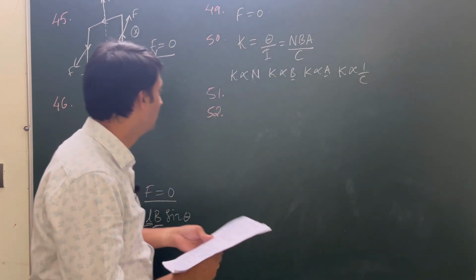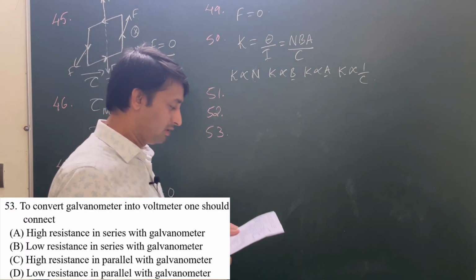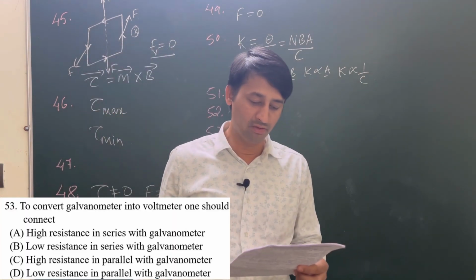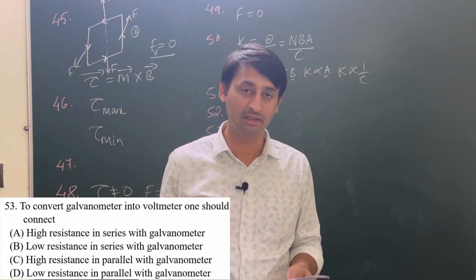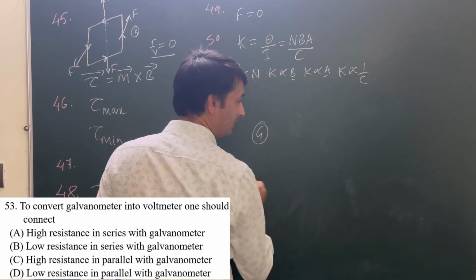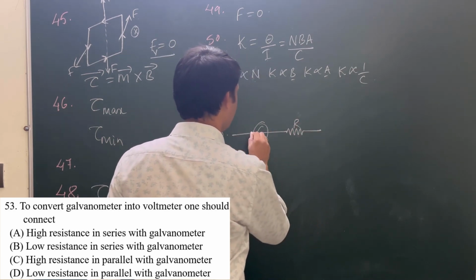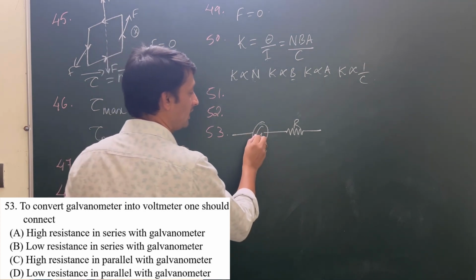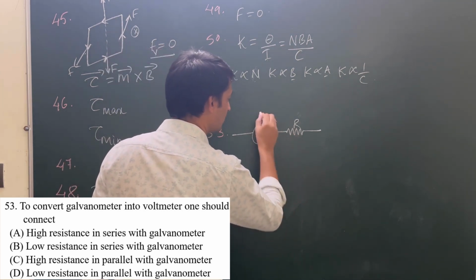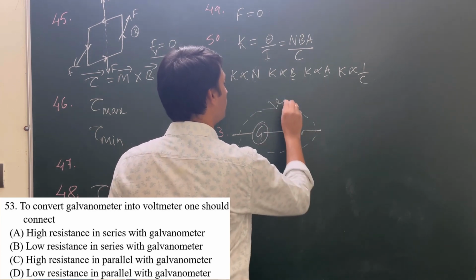Next question number 53. To convert galvanometer into voltmeter, one should connect. Now, if you want to convert a galvanometer into a voltmeter, we have to connect a high resistance in series. When you connect a galvanometer to high resistance in series, this galvanometer will get converted into a voltmeter.